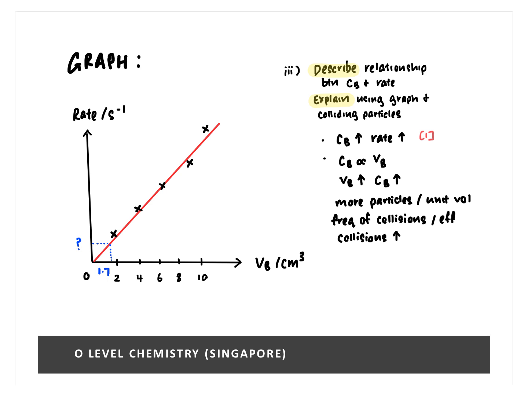Explain. For this question, they want you to explain using the graph as well as using ideas of colliding particles. So that is using collision theory. So you need to explain that concentration of B is proportional to the volume of B. So therefore, when volume of B increases, concentration also increases, which therefore tells us that when concentration increases, the rate of reaction increases. And how do we explain that using collision theory? Is that we have more particles per unit volume, therefore frequency of collisions increases, frequency of effective collisions increases.